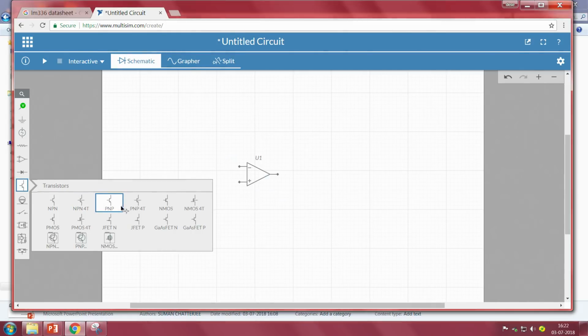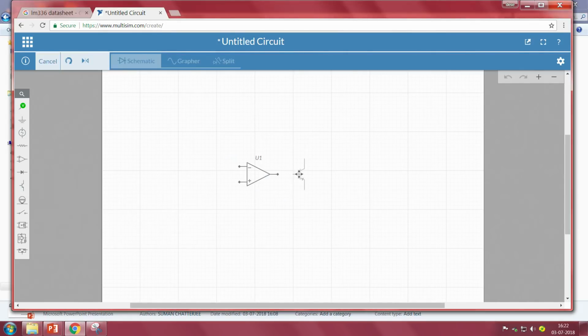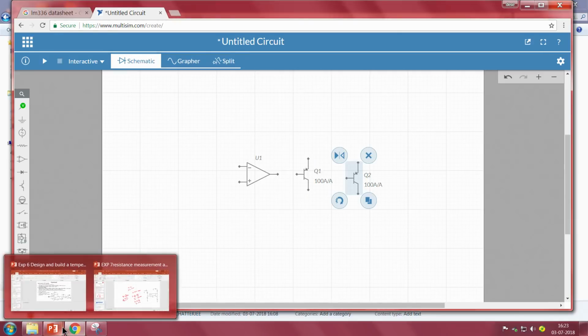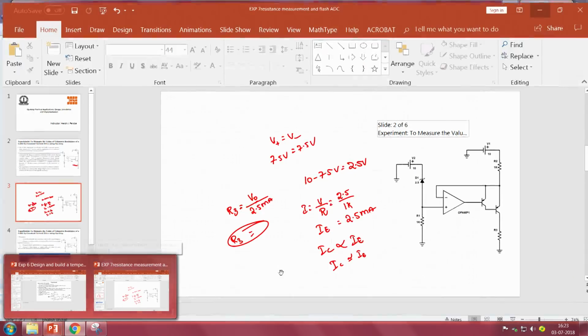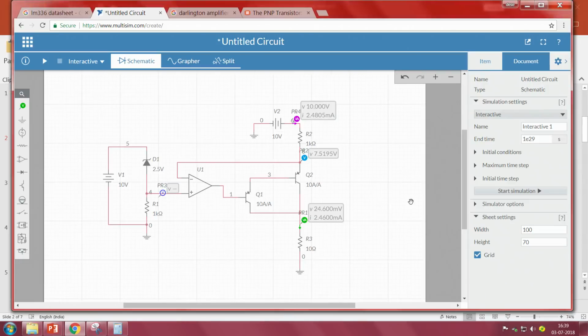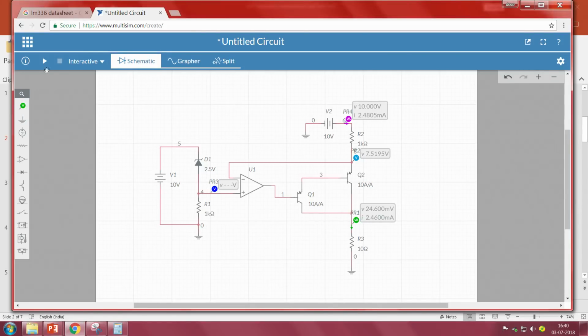We require a PNP transistor because we are using PNP. So, we require a Darlington pair, and I am using the Darlington pair configuration. Now, after constructing, I will put a probe here. So, this is 2.5 and the alpha value is somewhere around 0.99. So, let me run the circuit.